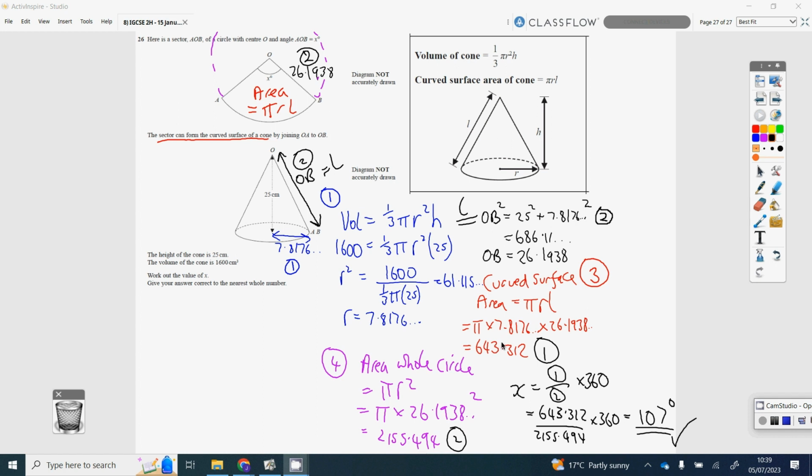Now, if the area of my sector is this, and the area of the whole circle is this, 643 divided by 2155 gives me the proportion of the whole circle that is the sector. Now, if I then multiply that by 360 degrees, that will tell me how many degrees this sector has at the middle, in other words, x. So x is my 643 divided by my 2155 multiplied by 360, which is 107 degrees to the nearest whole number.